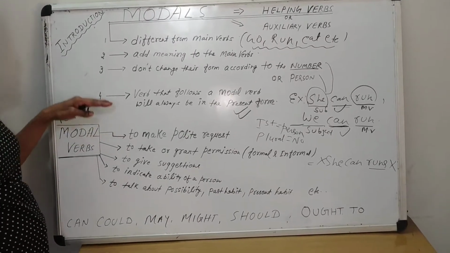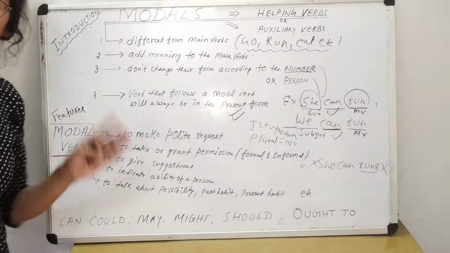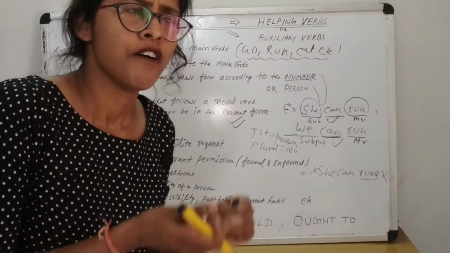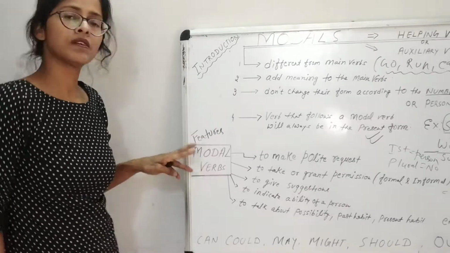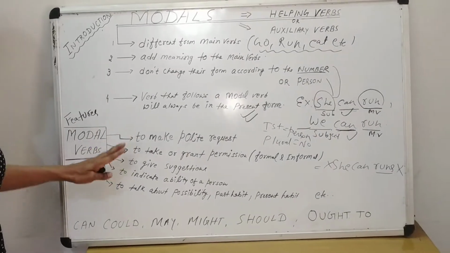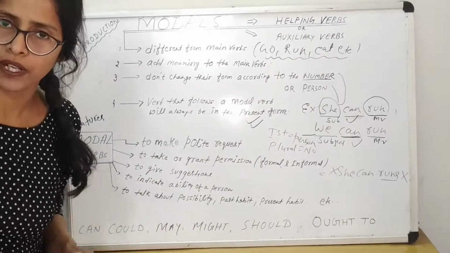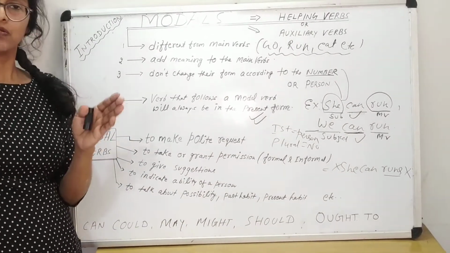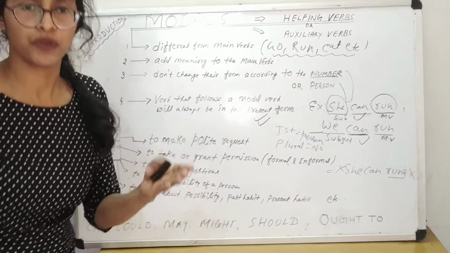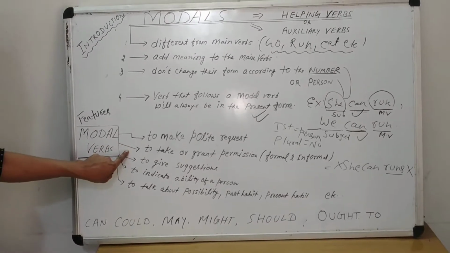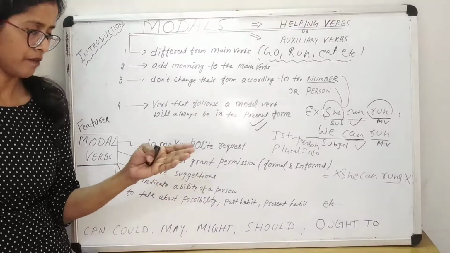Now I am going to focus on some of the key uses of modal verbs, right? You can use modal verbs to make a variety of statements, and to make your statement more emphatic you will use modal verbs. Modal verbs are used to make polite requests. Suppose you are requesting somebody and you are extremely polite, in that case also you will use a modal verb like may, or could. Second point, you can use a modal verb to take or grant permission. It can be both formal or informal.